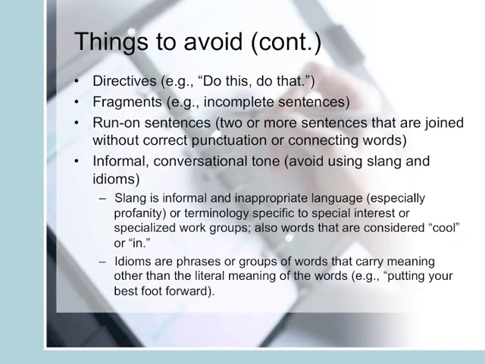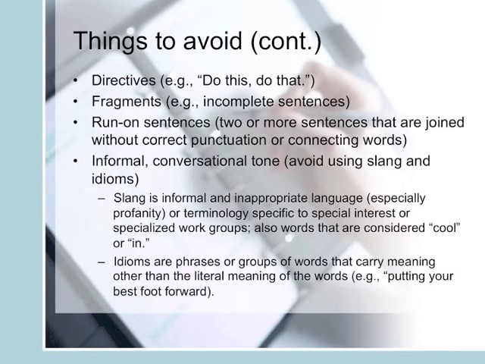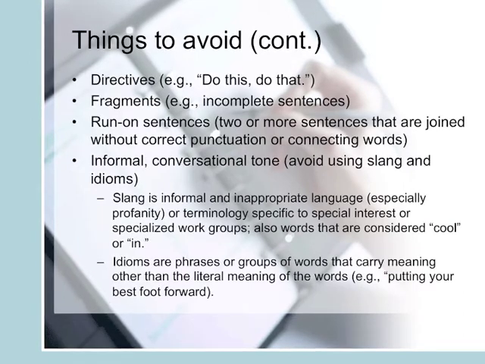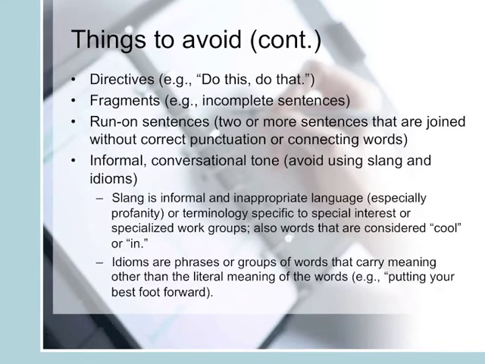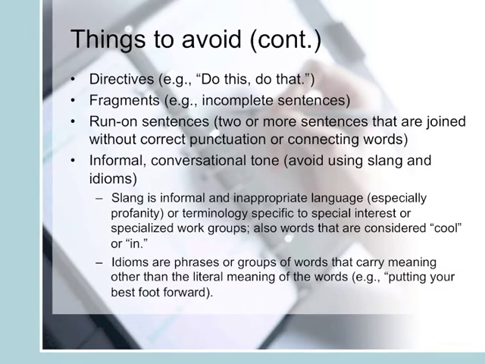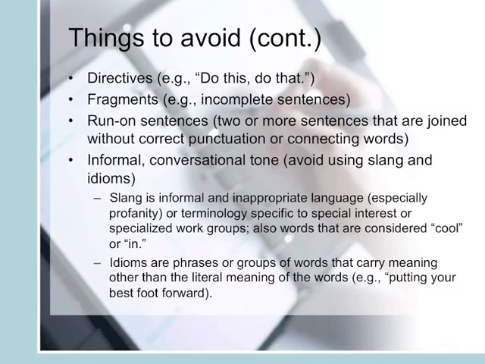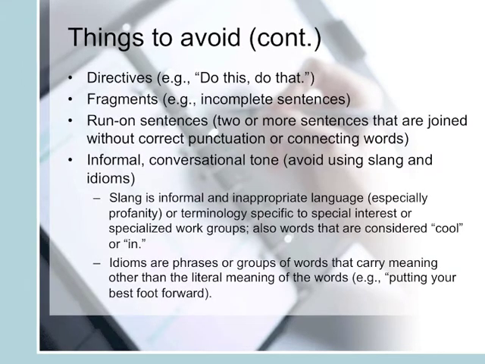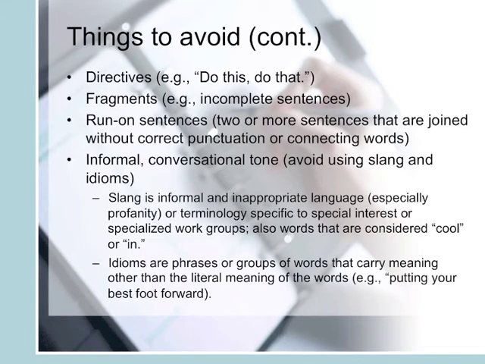You also want to avoid informal conversational tone. Avoid using slang and idioms. This is probably one of the things that people struggle with most when they're moving into academic writing. You're used to writing for your peers or for informal places such as Facebook, emails with your peers. And when you're writing academically, you want to avoid use of slang. Slang is informal and inappropriate language, especially profanity. No profanity is permitted whatsoever in academic writing for this course.